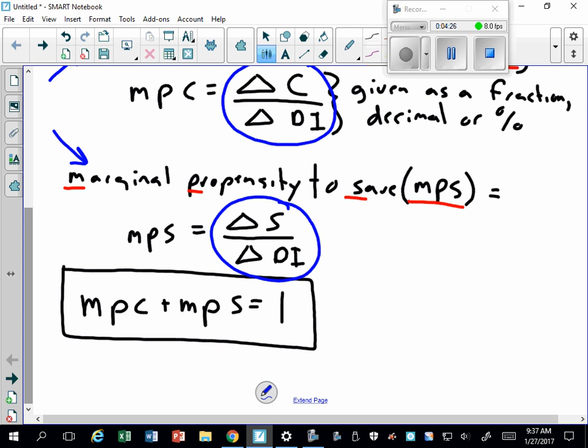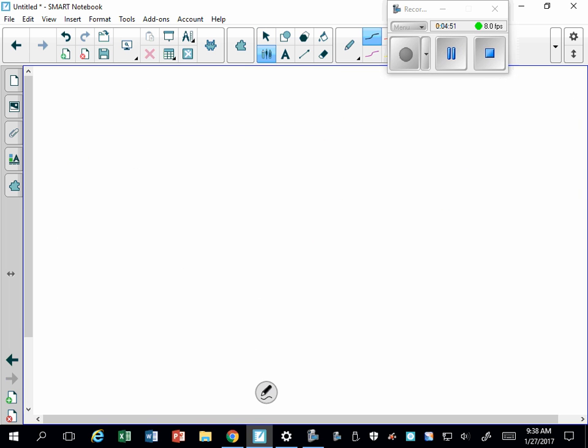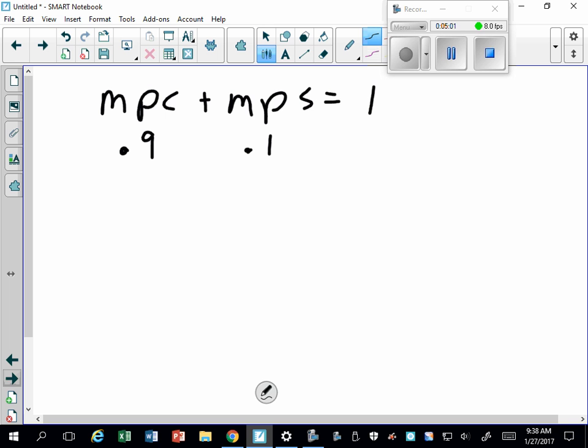This down here is really a key piece of information. This is true in this class: the MPC and the MPS must equal 1. And why that is important is a lot of the time you will have to use this information to figure out what the multipliers are. And this is the information, the MPC or the MPS, that they're going to give you to determine what the multiplier is. So if we follow that logic, if the MPC plus the MPS must equal 1, that means if this is 0.9, they are also telling you that this is 0.1.